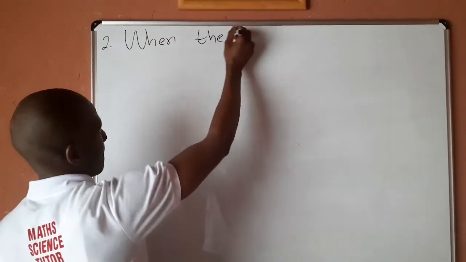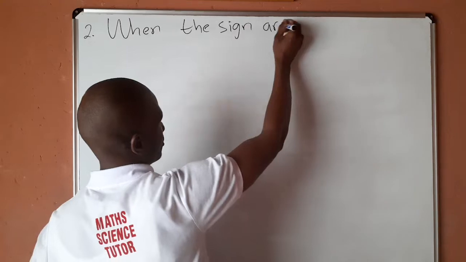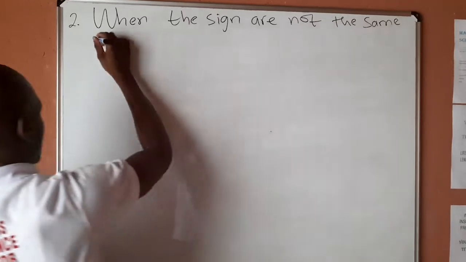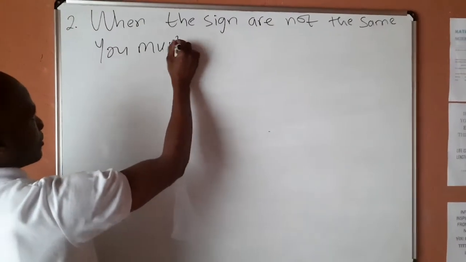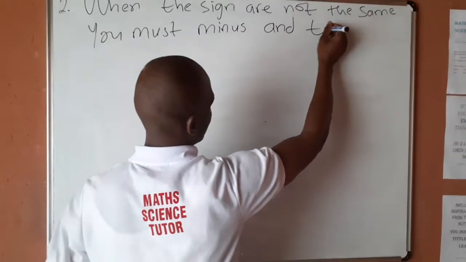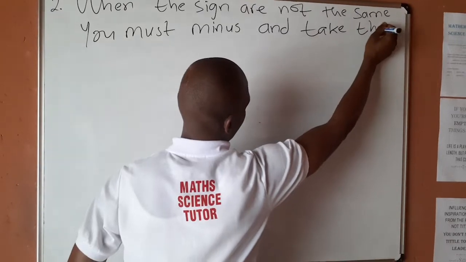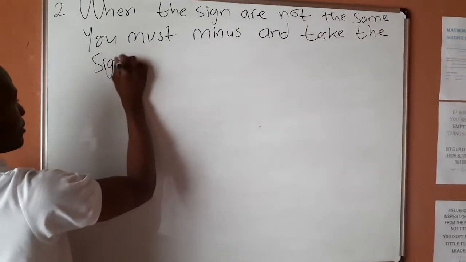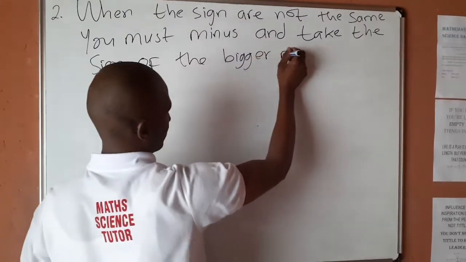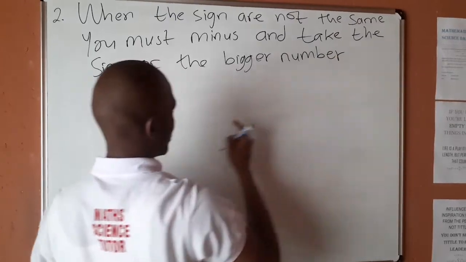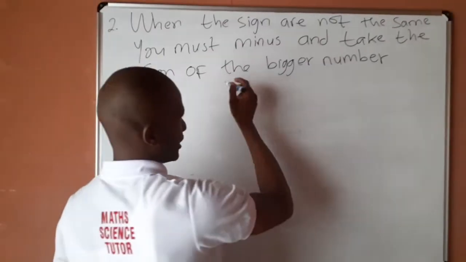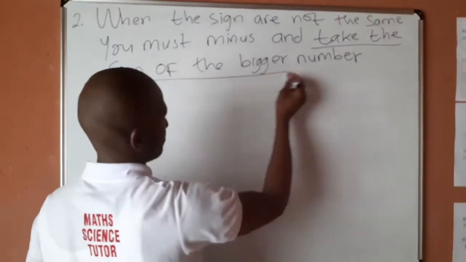When the signs are not the same, you must minus and take the sign of the bigger number. When the signs are not the same, you must minus and take the sign of the bigger number.